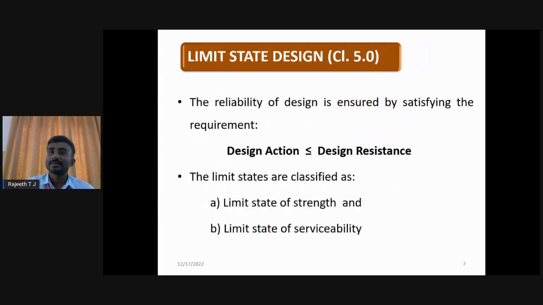When we go for the limit state design method, the concept is that we need to satisfy this condition: design actions, which is nothing but design loads, must be less than or equal to the design resistance of the structure.